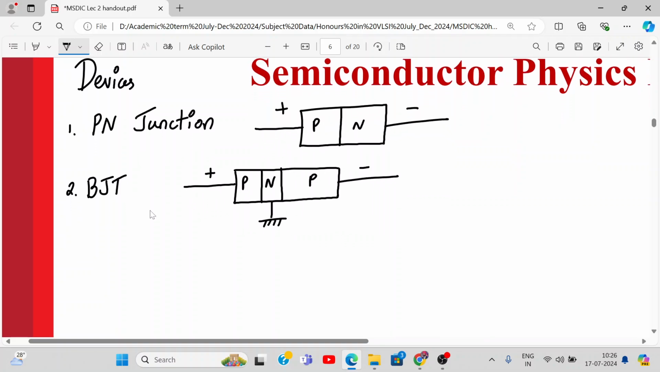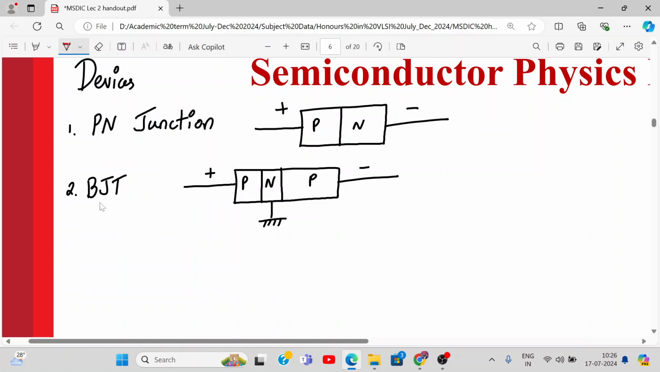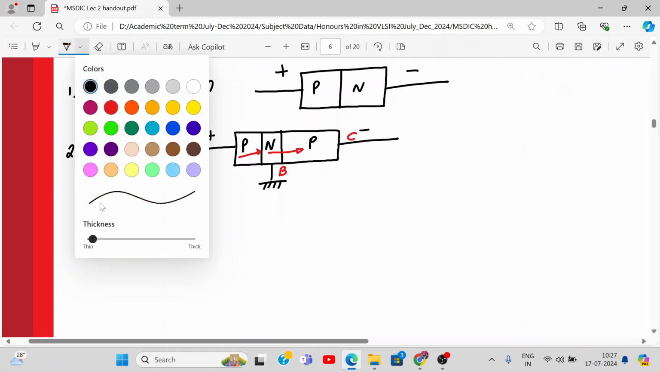Here we have PNP, where the majority carrier will be holes. These three terminals are emitter, base, and collector. The holes will be traveling towards the base side. Since the base is very thin, most of them will reach the collector, which is again a p-type material. We'll study the devices in detail a little later, but just now we are only checking the structure.